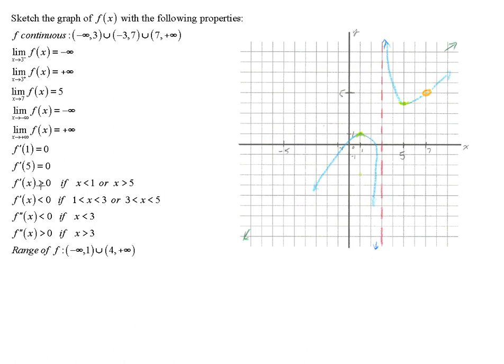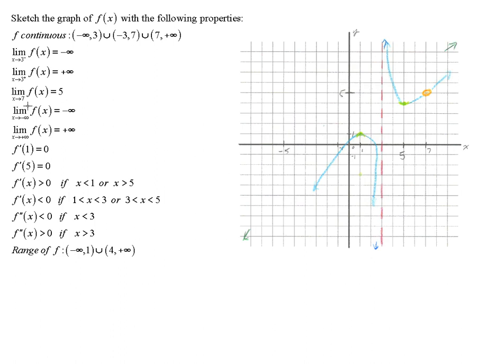I don't tell you that 3 is a vertical asymptote, but notice here the limit as x goes to 3 from the left of f of x is negative infinity, and when it goes from the right it's positive infinity. So that implies that I have a vertical asymptote, and that's why I drew that there.